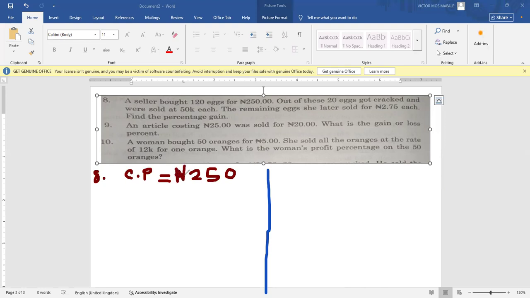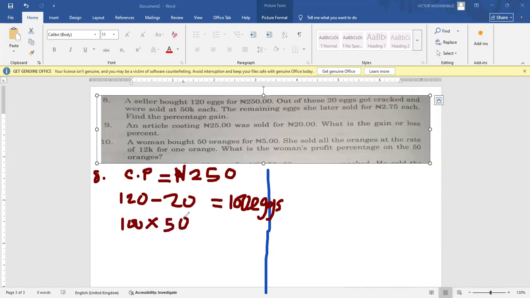Out of these, 20 eggs got cracked. So from 120, 20 got cracked. That means the rest will be 120 minus 20, which is 100. So 100 eggs are in good condition, and what that means is that the trader will sell 100 eggs, sold at 50 kobo each. So I'm going to multiply 100 times 50. Of course, that would be a loss for this trader because it's not selling the whole amount again. So that will be 5,000 kobo. 5,000 kobo divided by 100, you have 50. So the selling price will be 50 naira.